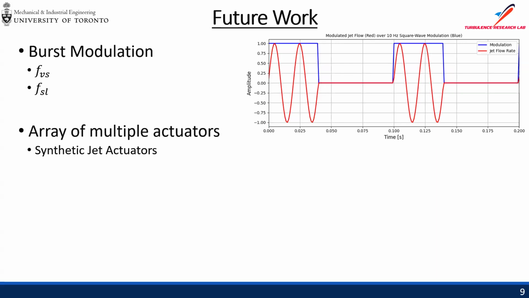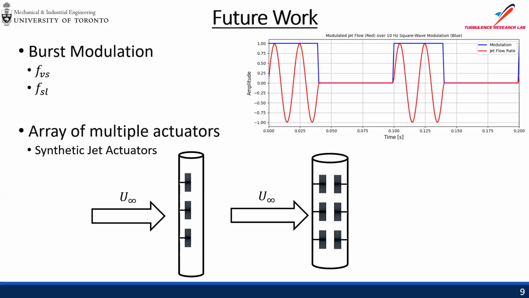Then once that's done, so far we'll have two SJs, one on top, one on bottom. What happens if you have an array, let's say 5 on one side, or 10 evenly distributed, 5 on top, 5 at the bottom? How closely do we have to pack them together? And also, what kind of spanwise coverage can an array generate?